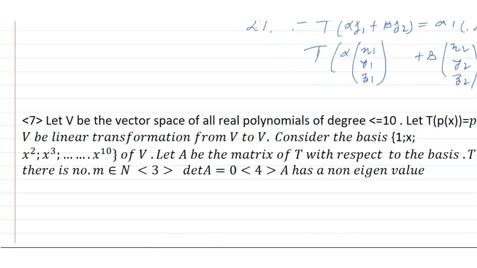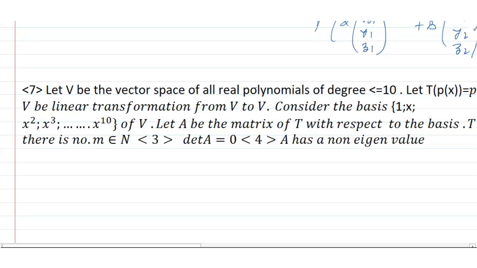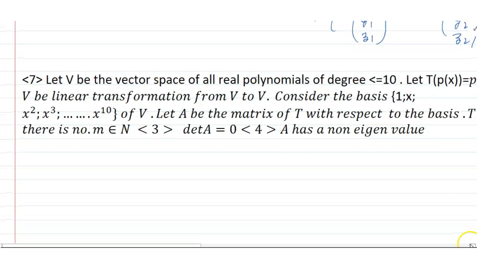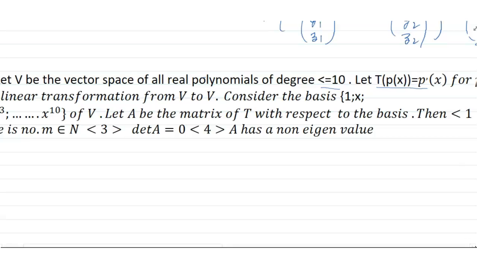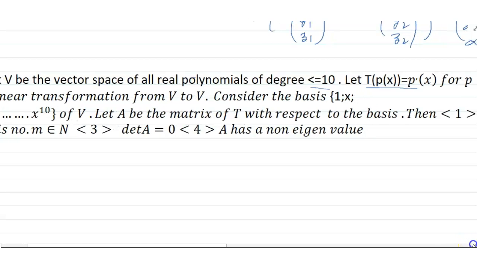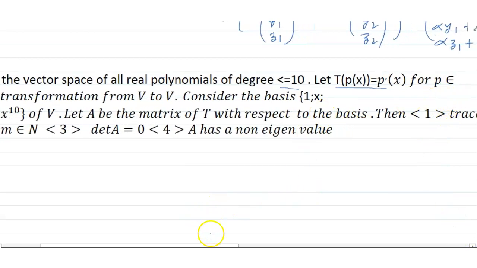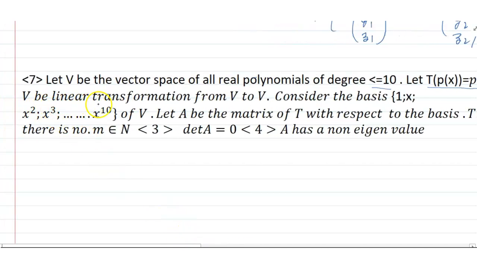Now we will solve number 7. Let V be the vector space of polynomials of degree less than or equal to 10, and let T p(x) equal p dash x for p belonging to V, a linear transformation from V to V, and consider the basis 1, x, x square, x cube, up to x to the power 10 of V.